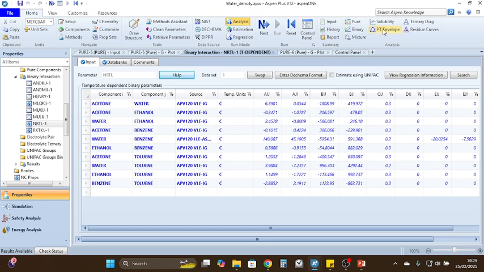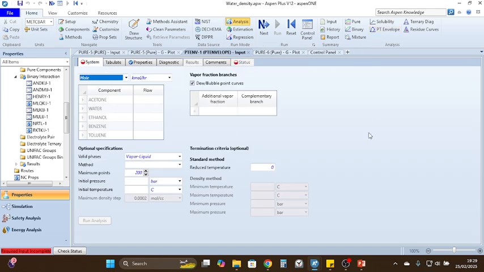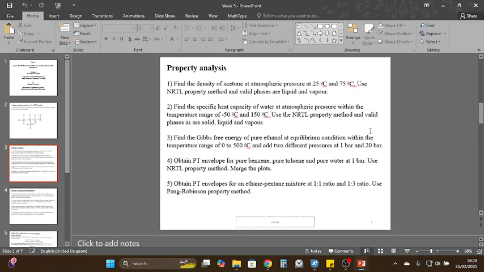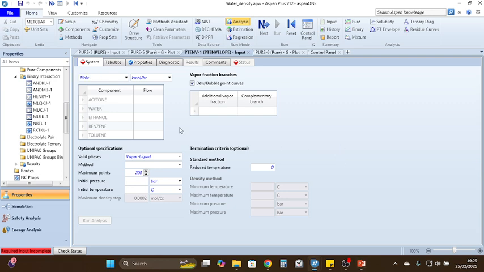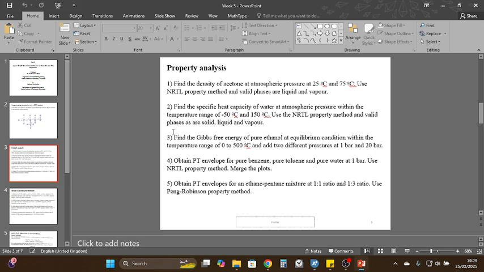Now over here we are going to generate the pressure temperature envelope. So what is the pressure temperature envelope? We are going to obtain the pressure temperature envelope of pure benzene, pure toluene and pure water. So first is pure benzene. I'm going to keep the mole flow at 1 kilomole per hour. Valid phases are vapor and liquid.